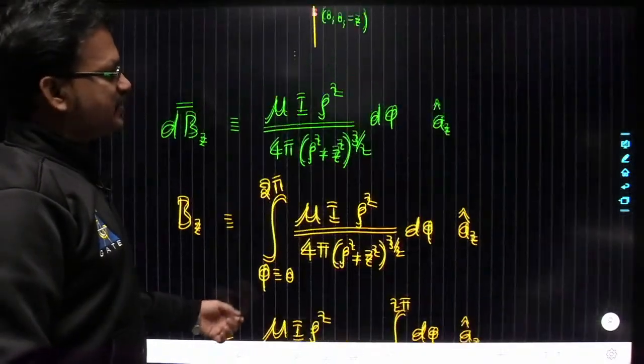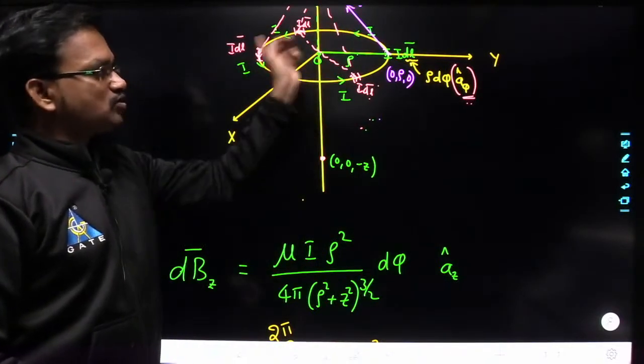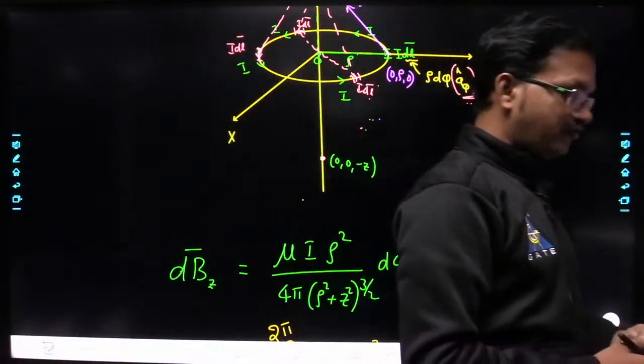Here we are considering the total circular loop. We want to determine the B field due to the total circular loop. Since we are considering the total circular loop, we have to consider phi as what? Phi as 0 to 2 pi.